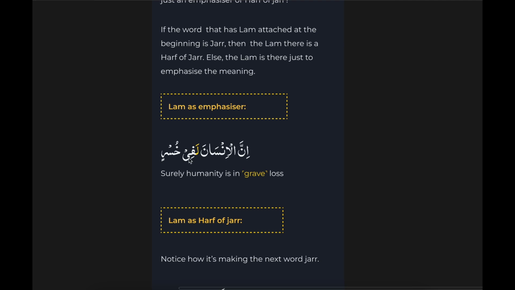To understand that, we have to see the next word. Is the next word jar? If the next word is jar, then clearly lam is making that next word jar. If the next word is not jar, then lam is just emphasizing the meaning. So the next word is not jar. The next word is another harf of jar. It's not jar itself. So lam here is not making the next word jar, it is just emphasizing the meaning. So the meaning becomes fi, in, and lam is emphasizing, truly in, surely in. So innal insana, surely humanity, lafi, truly in, khusrin means loss. Surely humanity is truly in great loss, if I translate it like that.